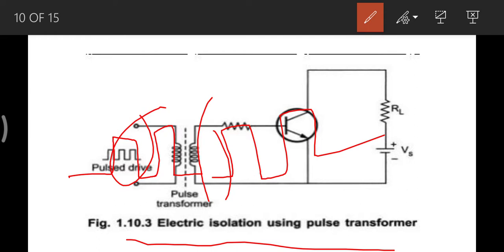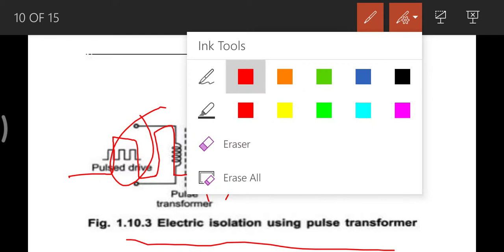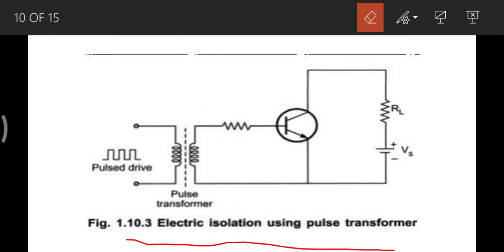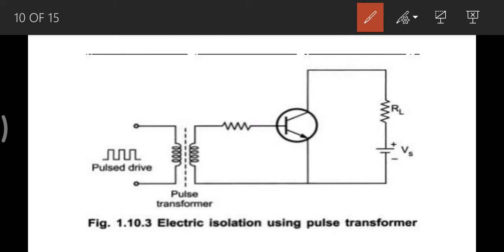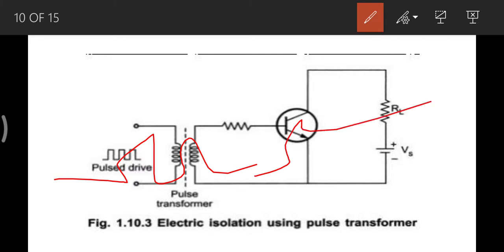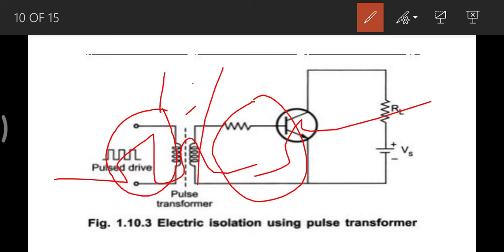See here, by using this pulse transformer we are sending the pulse signal to the drive switch, that means the BJT. Whatever signal we send on the primary side, the same signal is sent to the secondary side of the transformer. Here the transformer ratio is 1:1.